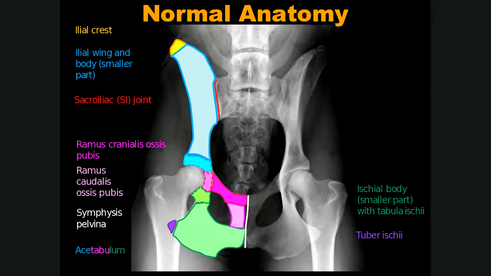On this next slide, the bones are divided into their separate components. Again, hit the pause button and take some time to learn these. The acetabulum is made up of a confluence of the three other bones.